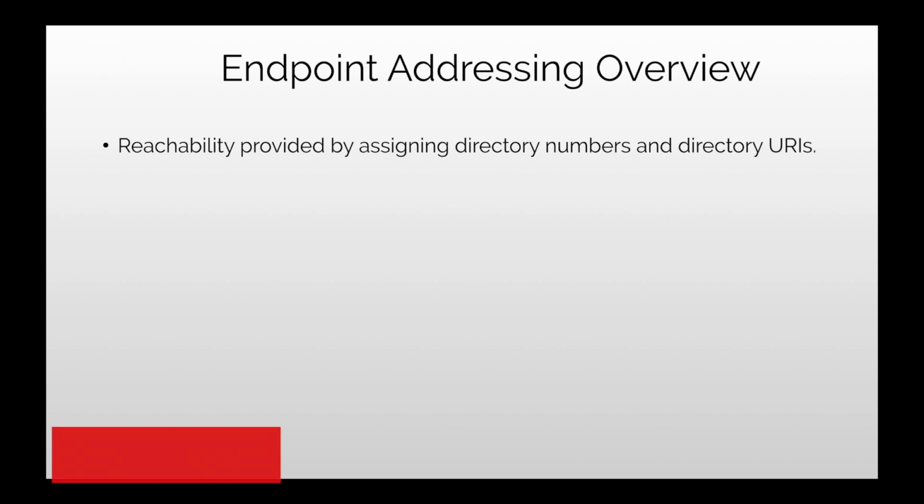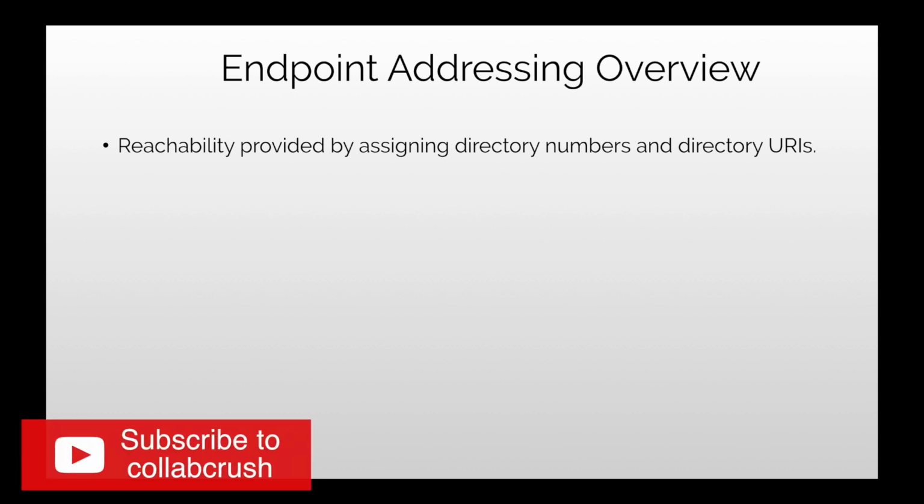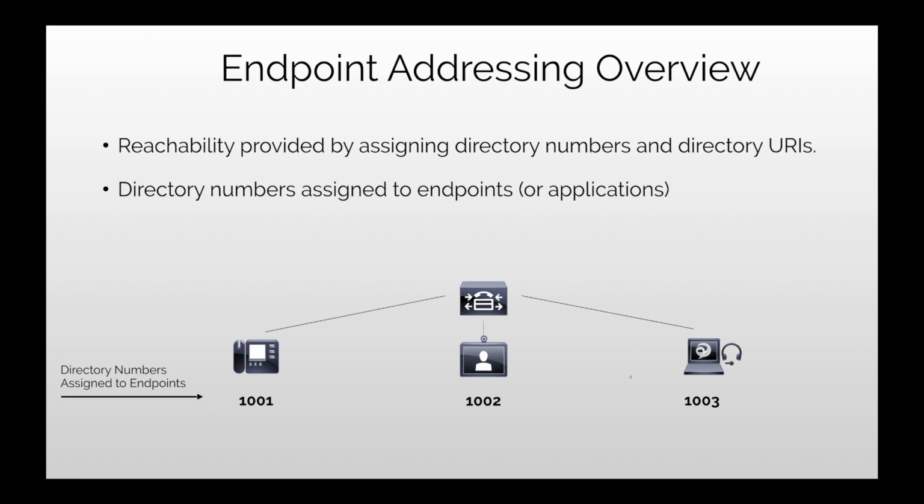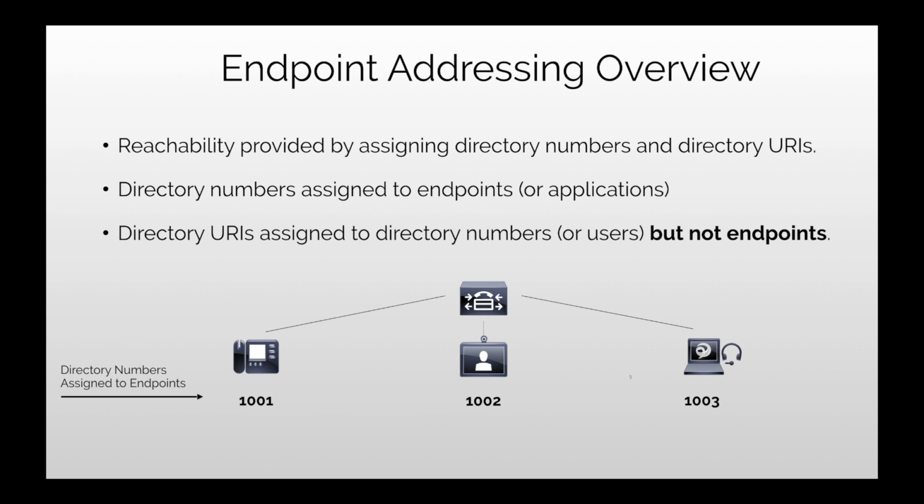Even though we can use both URIs and directory numbers to reach a destination, they're very different in that directory numbers are assigned to endpoints, phones, video phones, DX80, for example, or WebEx RoomKit, or they can be assigned to applications like voicemail, auto attendant, and so forth. However, directory URIs are assigned to directory numbers. They're not assigned to endpoints, a very important distinction to keep in mind.